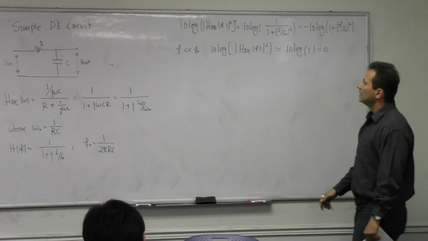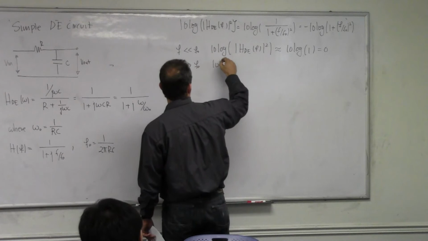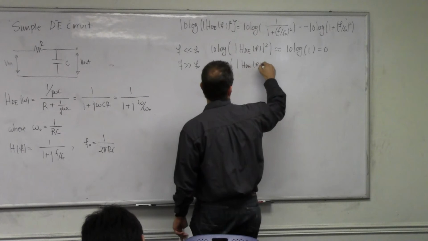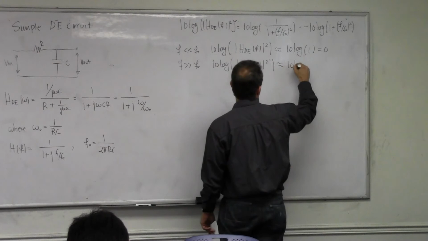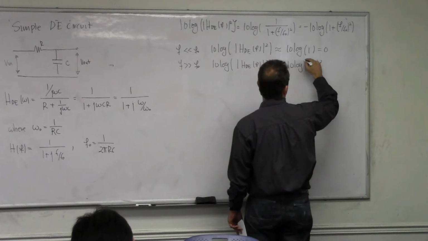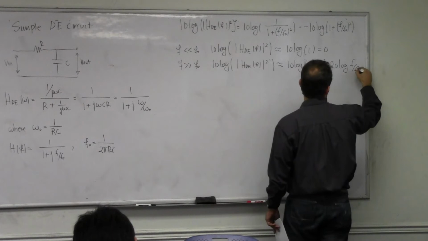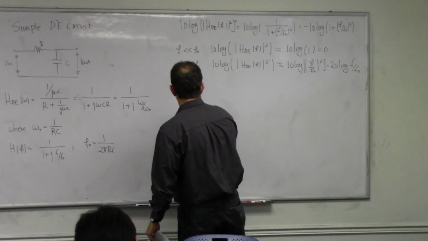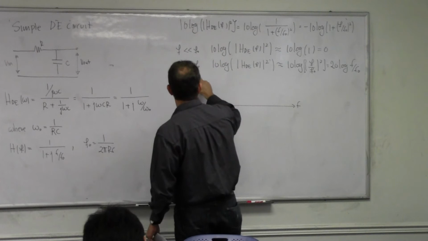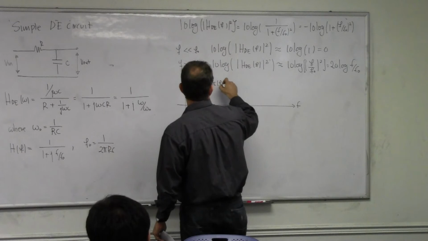And then for f much larger than f0, 10 log of the magnitude of H de-emphasis of f squared is approximately minus 10 log of f over f0 squared, which is minus 20 log f over f0. So if I were to plot this in a Bode plot, this is your 10 log of H de-emphasis of f magnitude squared. This is my f0.